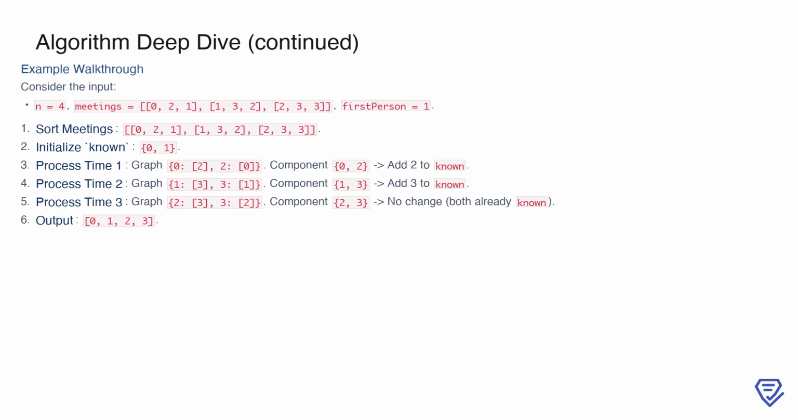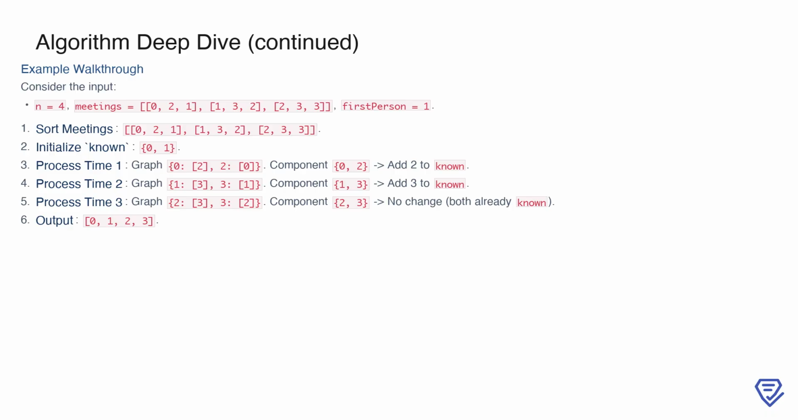Let's apply the algorithm to an example. Suppose we have n equals 4, meetings equals [[0,2,1],[1,3,2],[2,3,3]], and firstPerson equals 1. First, we sort the meetings by time, resulting in the same list. We initialize the known set with 0, 1.